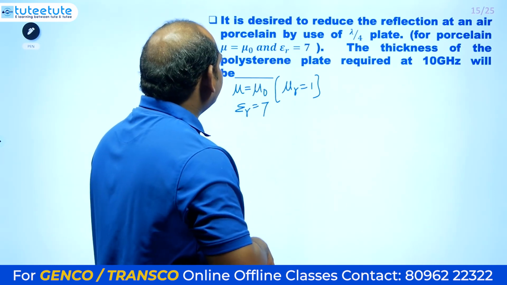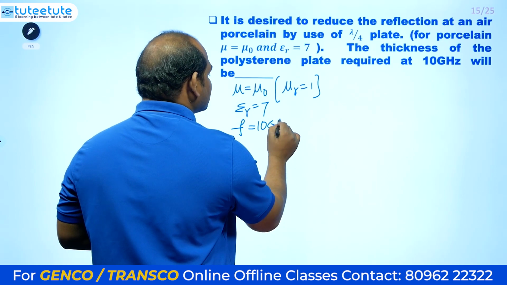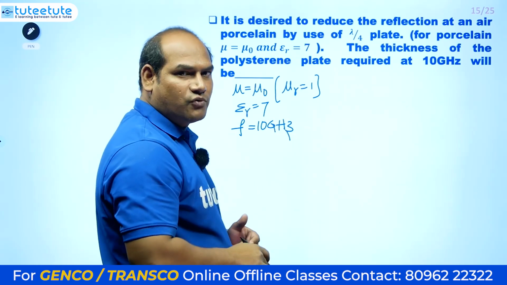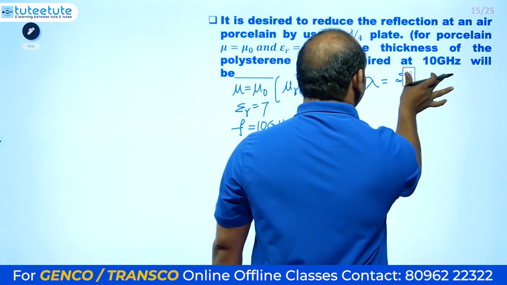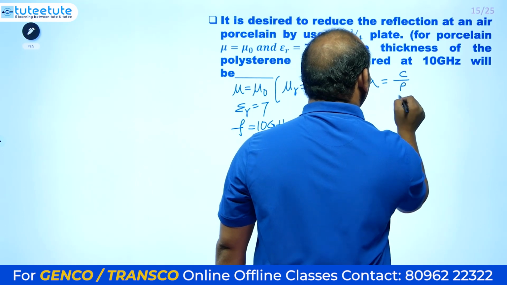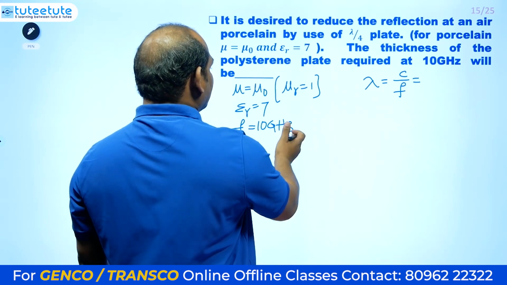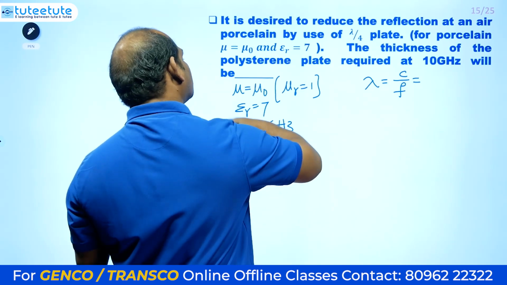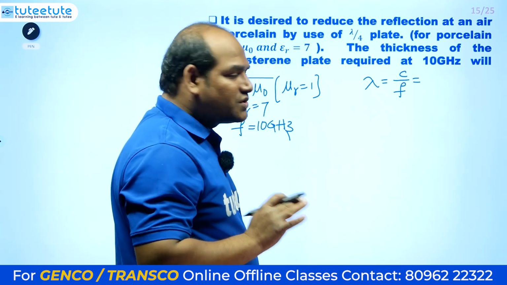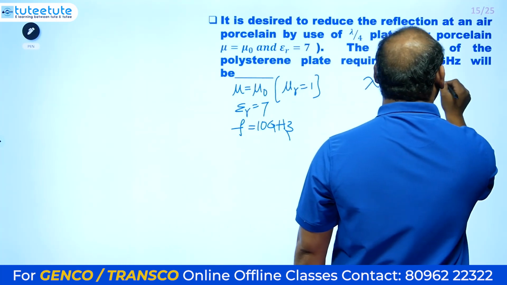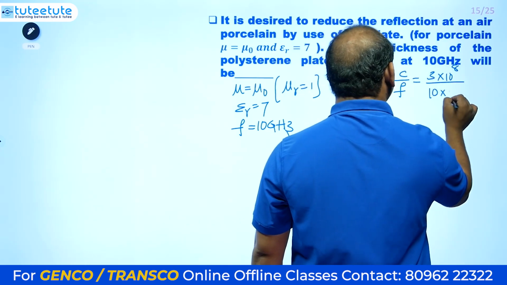The thickness of the polystyrene plate required at 10 gigahertz. So frequency is equal to 10 gigahertz. So simply here we have to calculate lambda by 4. That's it. So lambda is equal to C by F. Since they have given it in gigahertz, and we are going to substitute epsilon, farads per meter and henries per meter, we will take C also in meters per second. So 3 into 10 power 8 by this F value, that is 10 giga, that means 10 power 9.